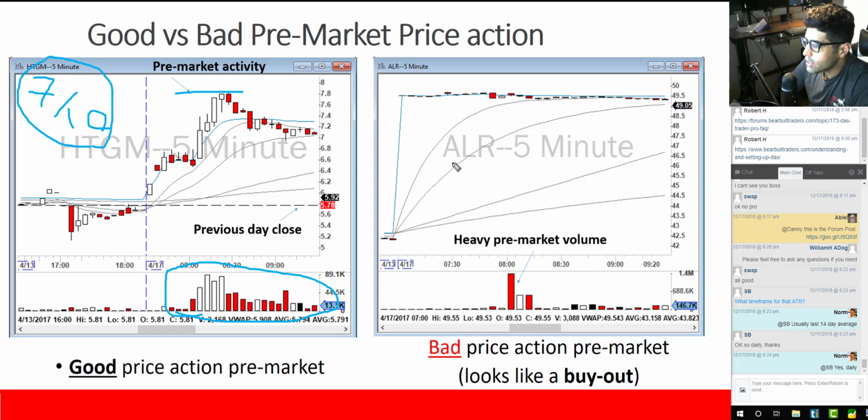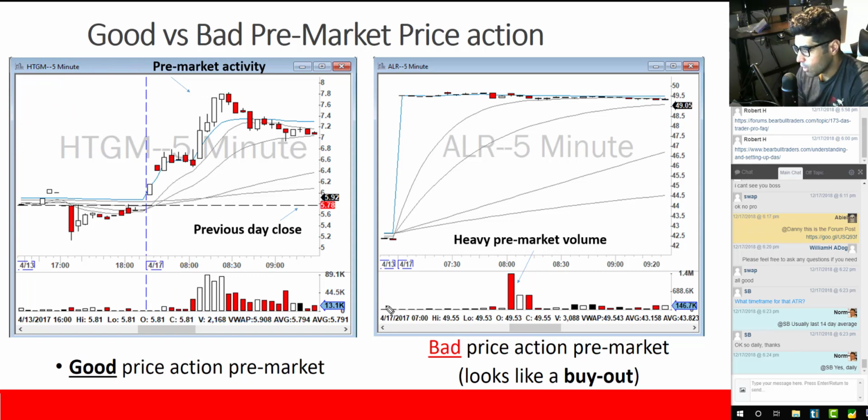But ALR was another example. I come and look at this stock. Look at this price action. It's all flat at 49.50, and with heavy volume, look at the volume. There's nothing until 8 o'clock. At 8 o'clock, there's some heavy volume. This is usually when the institutional traders start to come in and work. 3.8 million shares are traded, and after that, pretty much nothing. So this is a bad price action. I would probably give this a 1 out of 10.